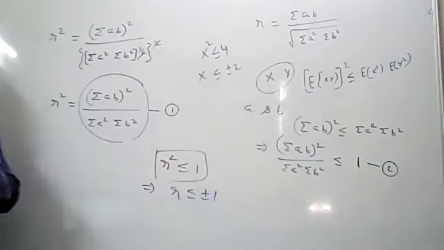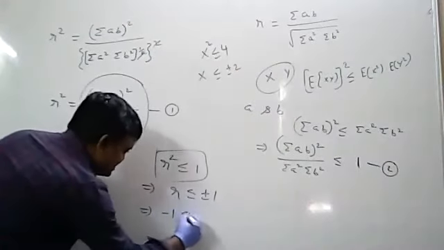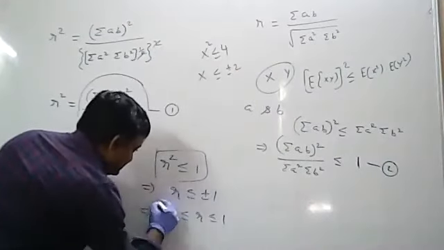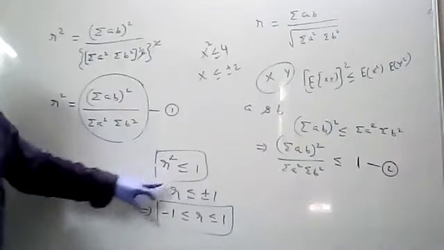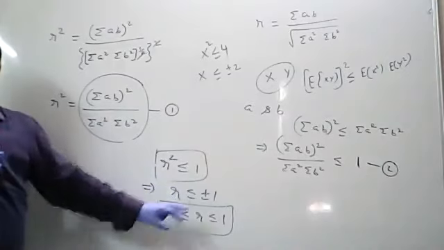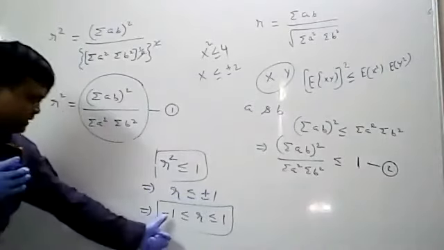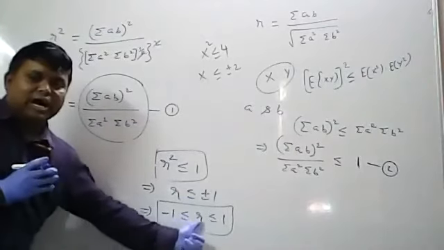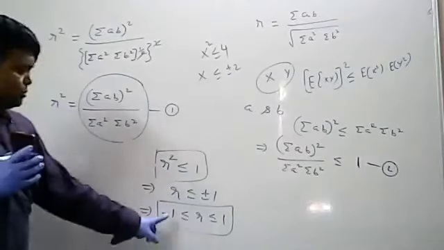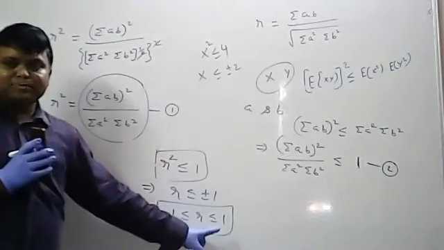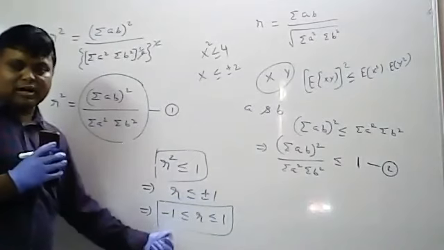What is the meaning of R less than or equal to plus or minus 1? Minus 1 is less than or equal to R is less than or equal to plus 1. What you have to prove? Limits of correlation coefficient is plus or minus 1. That means minus 1 is less than or equal to R is less than or equal to 1. That you have already proved.